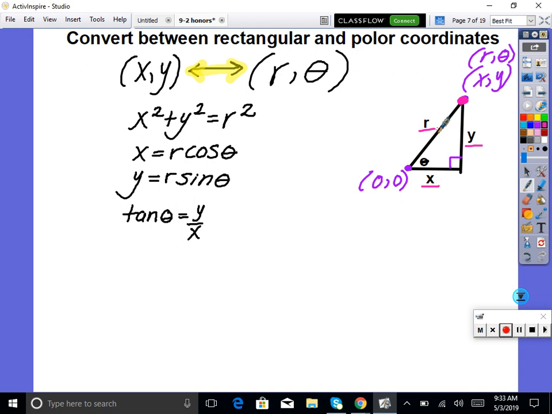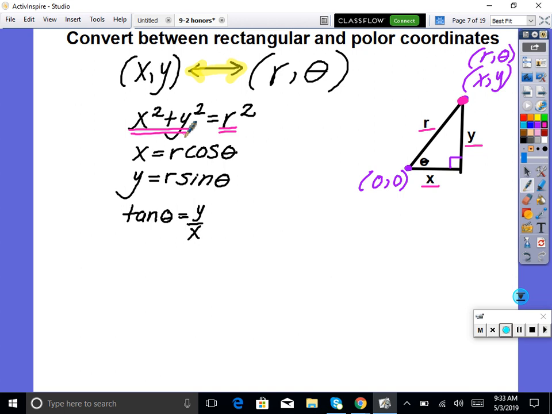Now which side is the rectangular side and which side is the polar side? They're equivalent, they are equal, just like a trig identity is equal. One of them is polar, one of them is rectangular. This is the polar form of it, correct? And this is the rectangular form. Does everybody agree? X and y are rectangular. R and theta are polar. Okay, let's do another true statement.